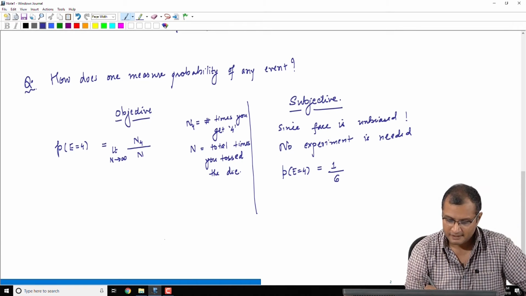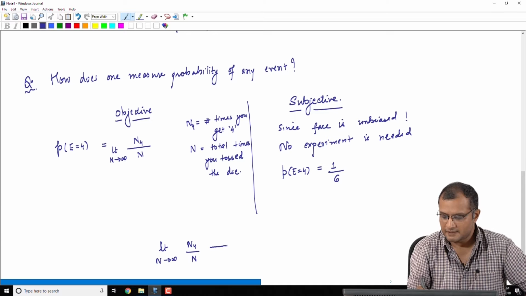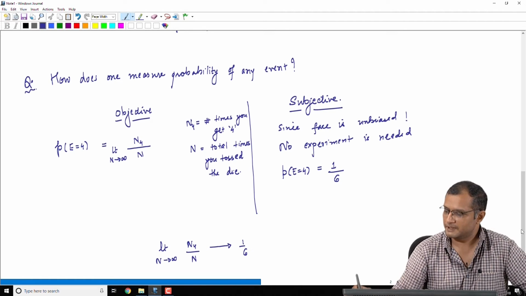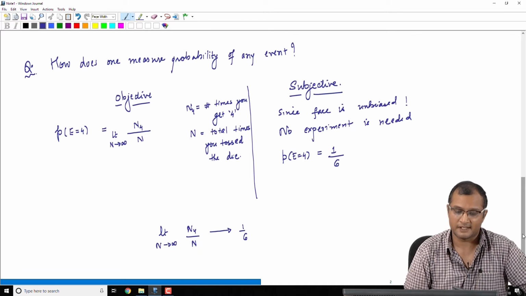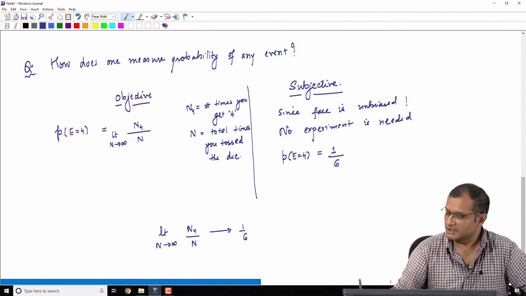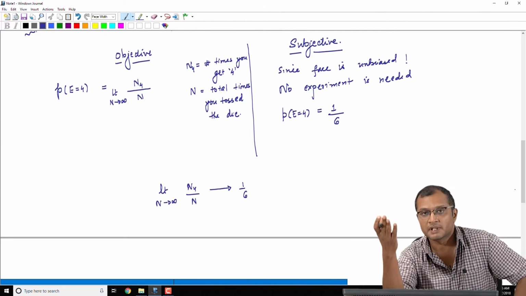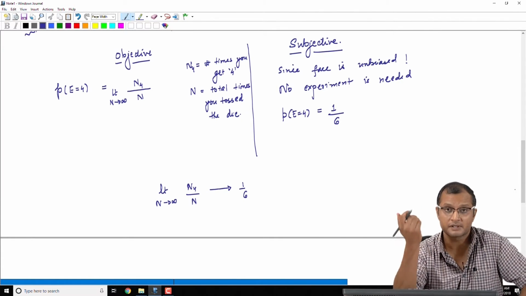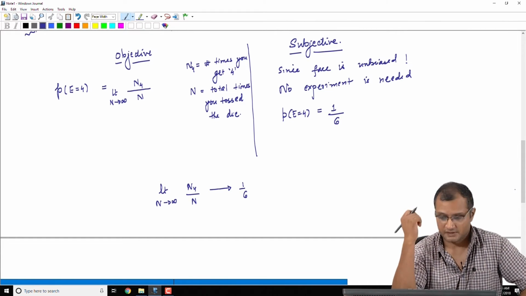So, I can simply say that the limit n tending to infinity, the number of times you got the face 4 divided by n, basically tends to 1 by 6. Okay. So, both these methods will give you the same answer. In the particular case of a die toss, the subjective method suffices. But you shall also run across situations where you may not know how to compute the probabilities subjectively. In that case, your only resort is to do it objectively, do a simulation perhaps, or do an experiment perhaps, and find out the probabilities objectively.